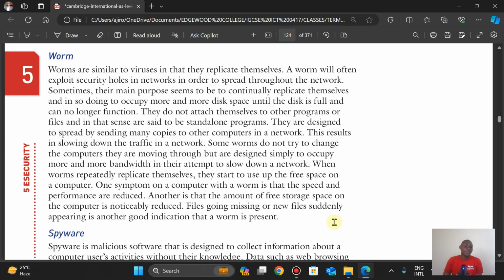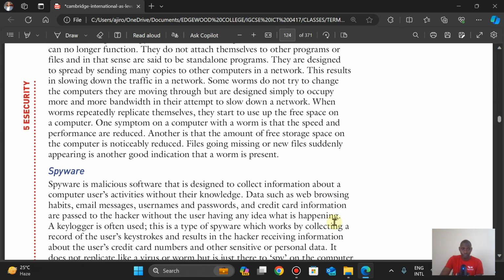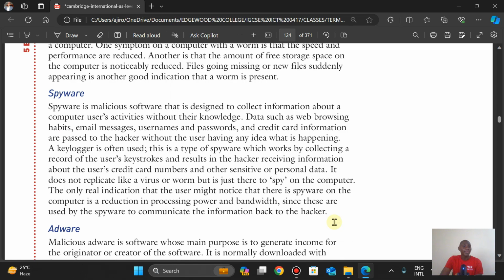When worms repeatedly replicate themselves, they start to use up the free space on a computer. One symptom on a computer with a worm is that the speed and performance are reduced. Another is that the amount of free storage space on the computer is noticeably reduced. Files going missing or new files appearing is another indication that a worm is present. So take note of that.